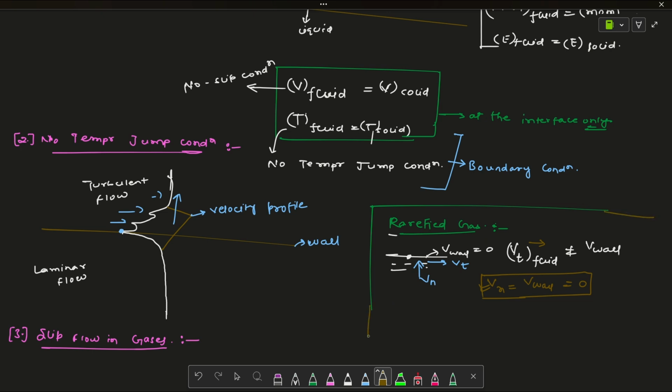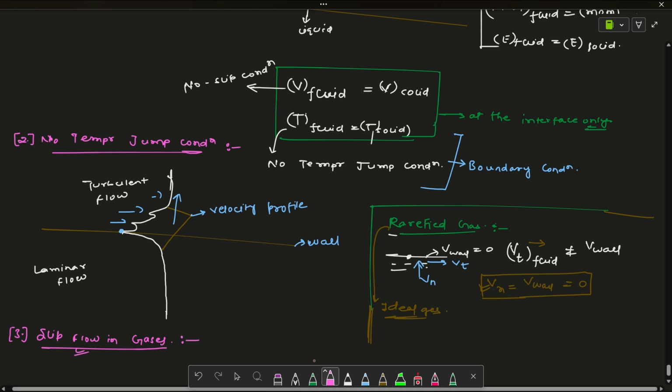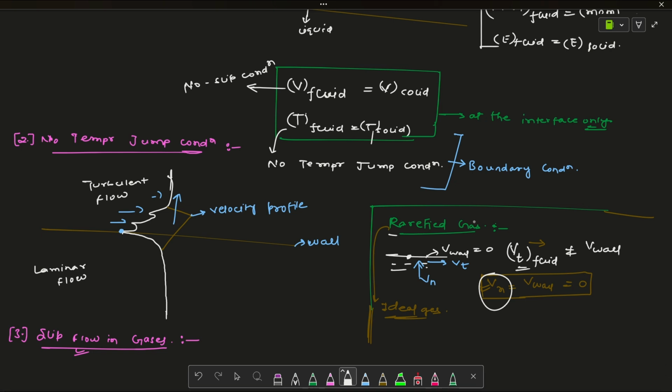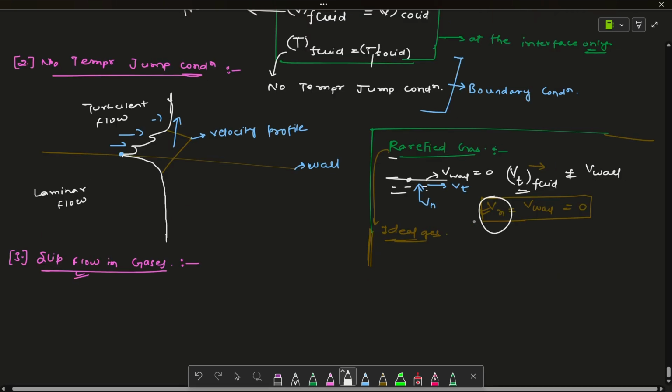But in this case, since this one is rarefied gases, and most of the time we take rarefied gases as ideal gas, whenever an ideal gas is given, we can use this slip condition. Here I've written slip flow in gases. We will discuss it later: how we will find this slip velocity. We just find this normal velocity according to the wall, right? In most cases, the wall is at 0 velocity, and we will simply put it as 0.